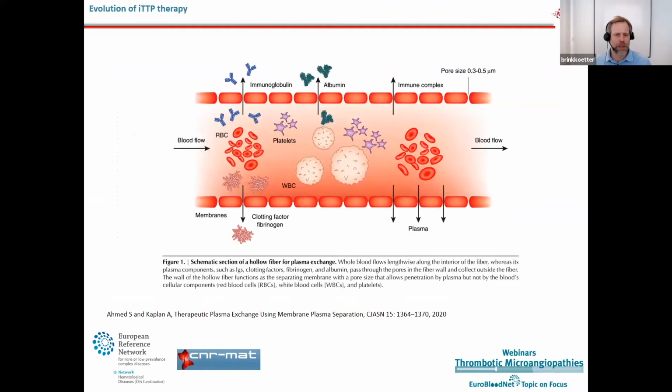This schematic drawing depicts a hollow fiber membrane, which is widely used for plasma exchange. The whole blood flows along the interior of the fiber. Soluble plasma components, including immunoglobulins, albumin, immune complexes, but also clotting factors, fibrinogen, and many other compounds, can easily pass through the pores and will be filtered. However, the cellular components, the red blood cells, the platelets, the white blood cells, will not.